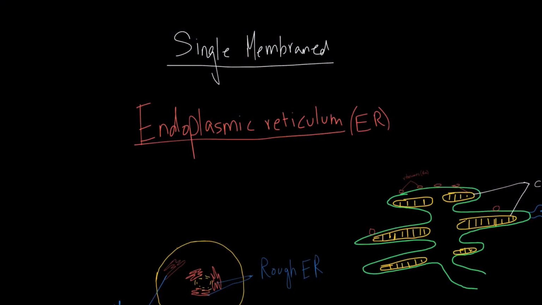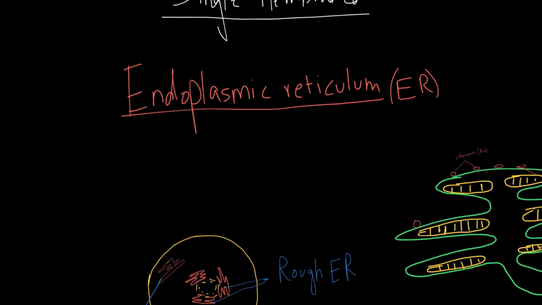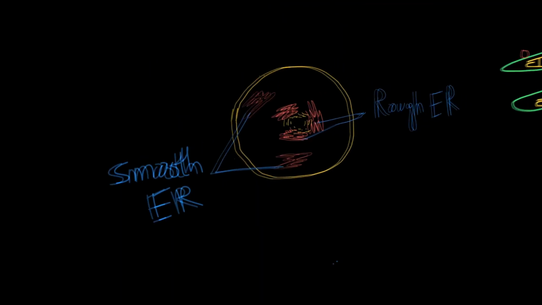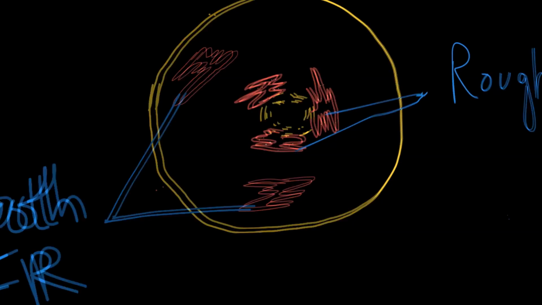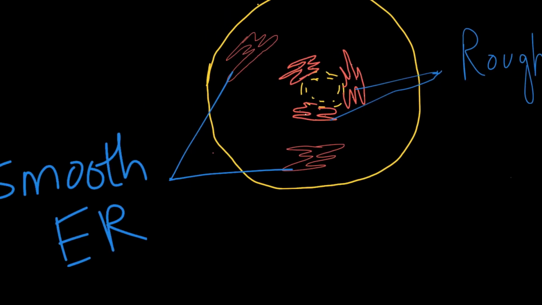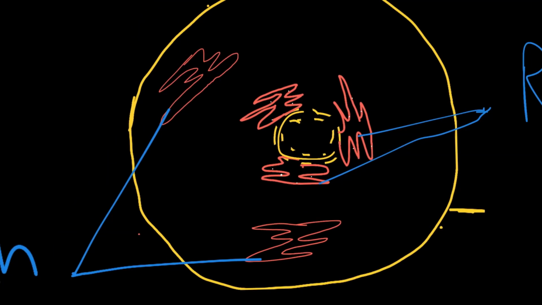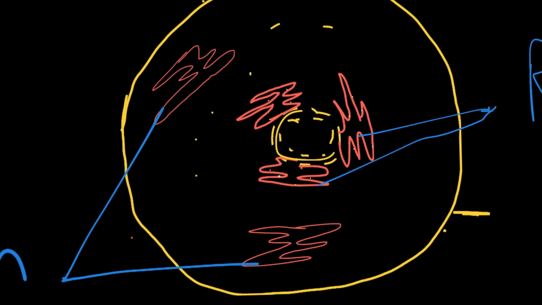Among the single membrane structures of the cell structure chapter, we have the endoplasmic reticulum in the first place. So I'll just start off the diagram. This is how endoplasmic reticulum exactly looks. This is, for example, the cell membrane. This is the nuclear membrane, right? So all this region in between, this is cytoplasm.